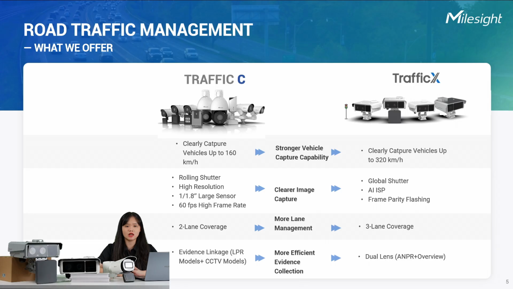So firstly, the vehicle capture capability. The Traffic C uses a rolling shutter to capture vehicles, so it can capture vehicles up to 116 km per hour. But the Traffic X uses a global shutter so that it can capture fast-moving vehicles up to 320 km per hour. And the Traffic X cameras can manage up to 3 lanes, and the Traffic C camera can manage up to 2 lanes, and the capability will be expanded in the near future.